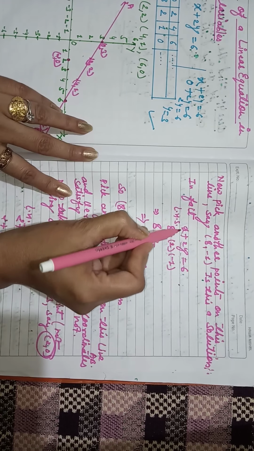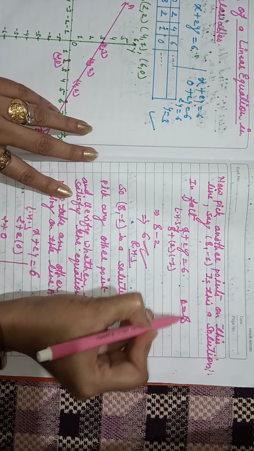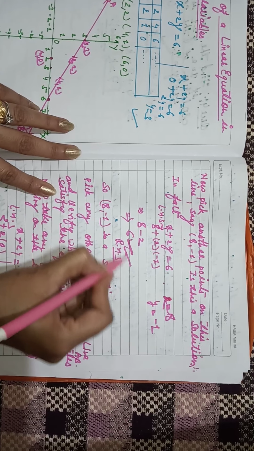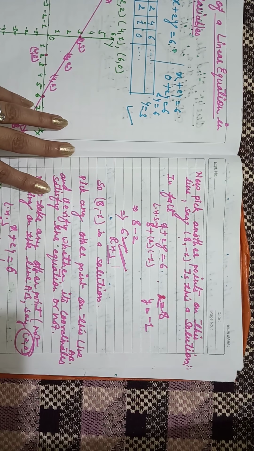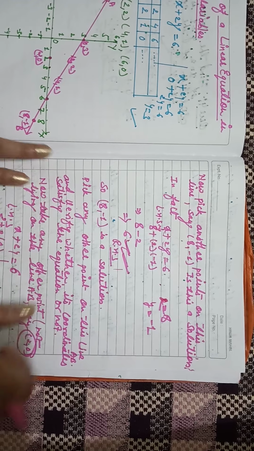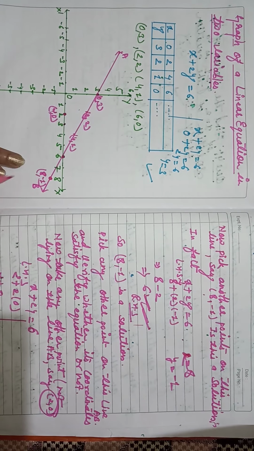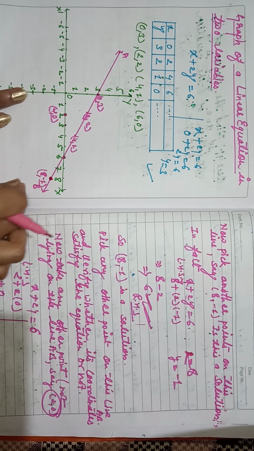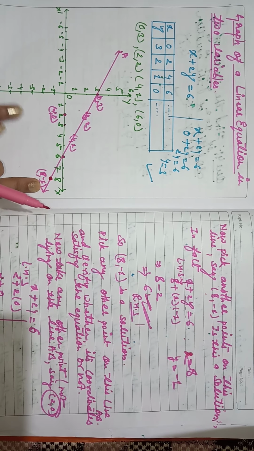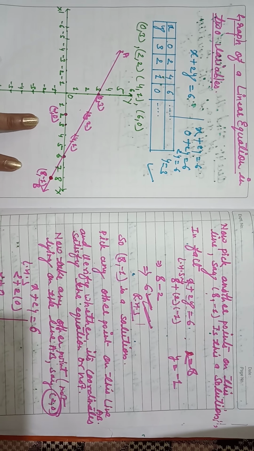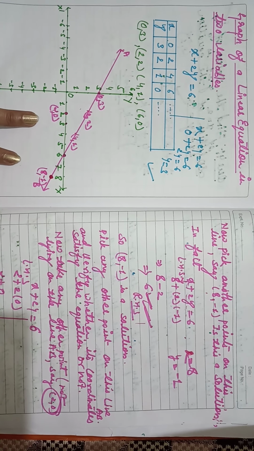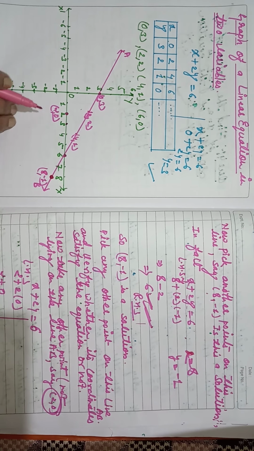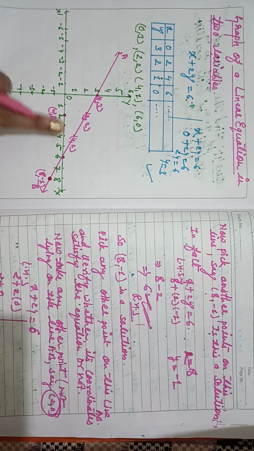After putting in the values x is equal to 8 and y is equal to minus 1, we get 6, that means the right hand side. That means (8, -1) is a solution of the given equation. And if we see, then (8, -1) also lies on this line. Now we can pick any other point on this line and verify whether its coordinates satisfy the equation or not, or we can take a point that does not lie on the line.